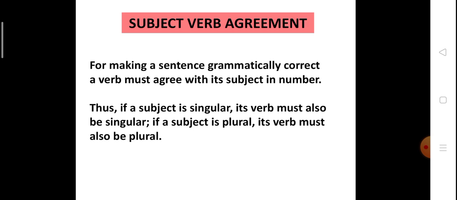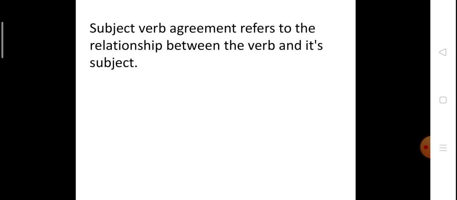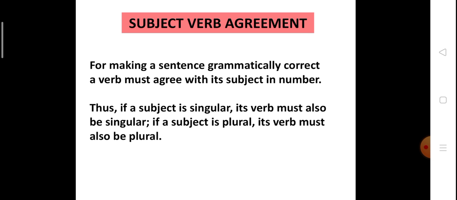We know that a sentence should be grammatically correct, and for that a verb must agree with its subject in number. Number means singular or plural. Subject verb agreement also refers to the relationship between the verb and its subject. So it actually means a relationship between verb and subject. Which relation? The relation of number, that they should always agree with each other in number.